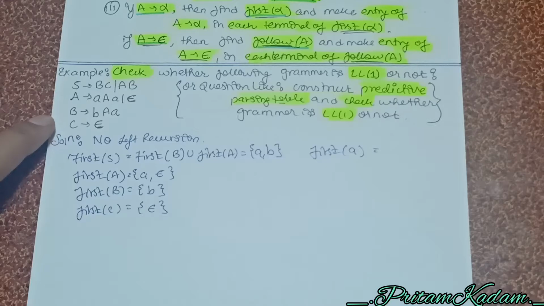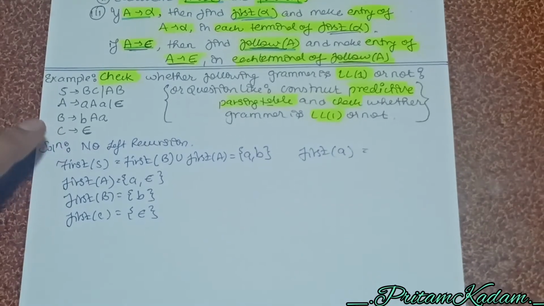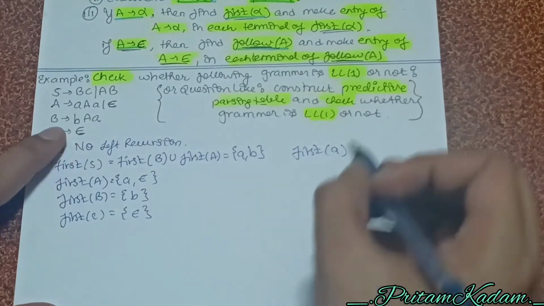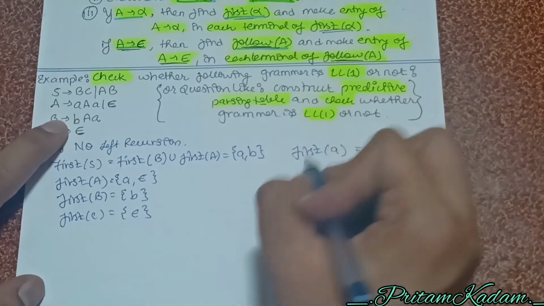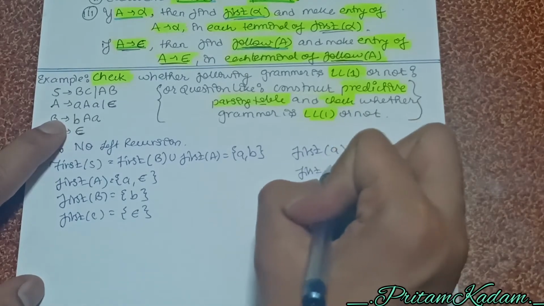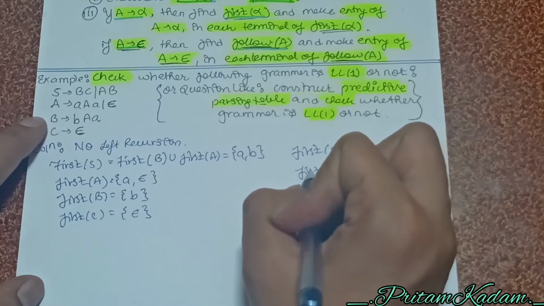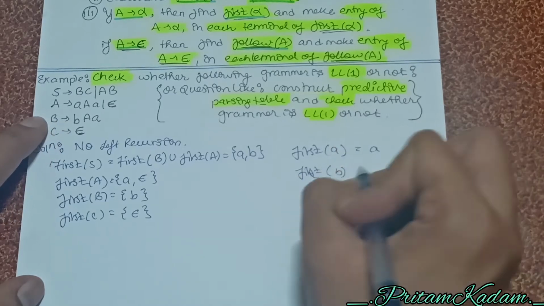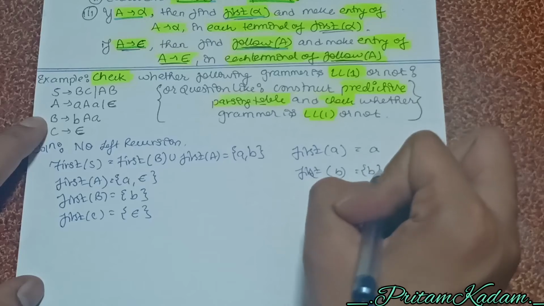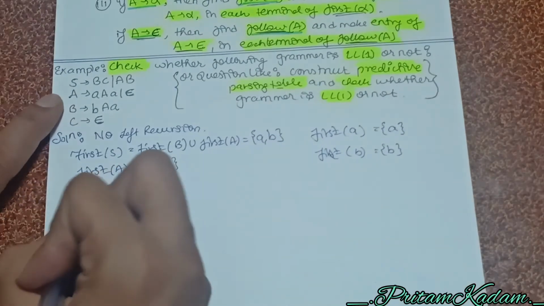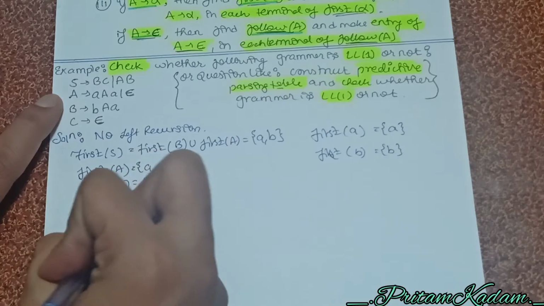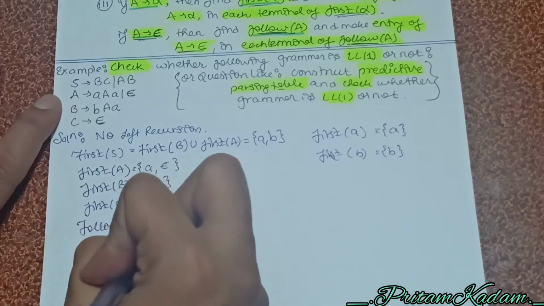Okay, so now let us find the first of all the terminals. So first of small a is a itself, and first of small b is small b itself. So let us write it down. So a over here, and first of b is small b. Okay, so we have found the first of non-terminals and the terminals. Now let us go for the follow part.